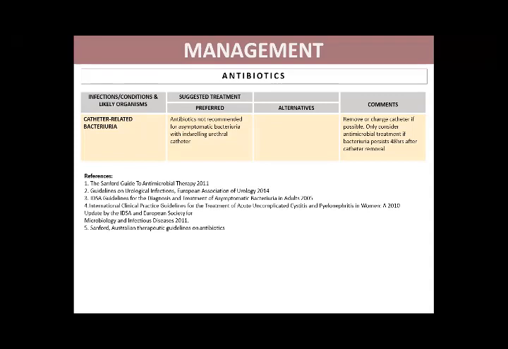Then for the bladder, if the patient is on urinary bladder catheterization, antibiotics are usually not recommended for asymptomatic bacteriuria. It is better to change the catheter and only consider antibiotic treatment if bacteriuria persists 48 hours after catheter removal. Patients who have had a stroke or have a long-standing catheter in situ can be candidates for infection. But patients who have asymptomatic bacteriuria should have a change of catheter, and if they have persistent bacteriuria, then they can be started on antibiotics.